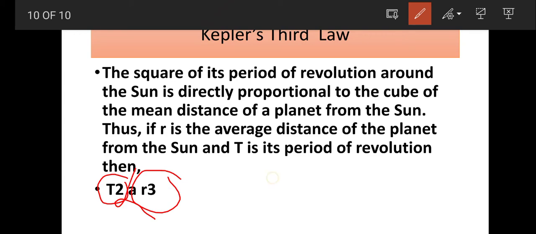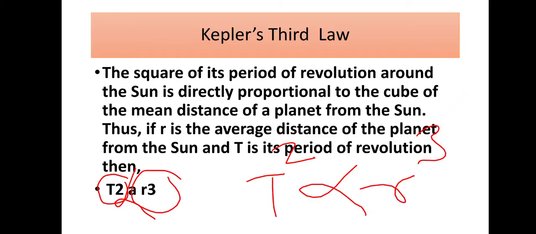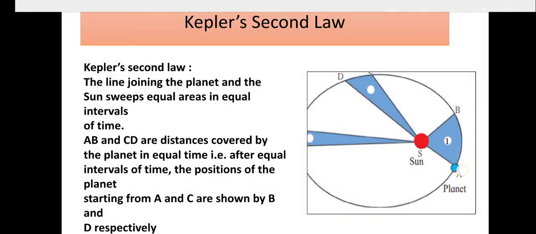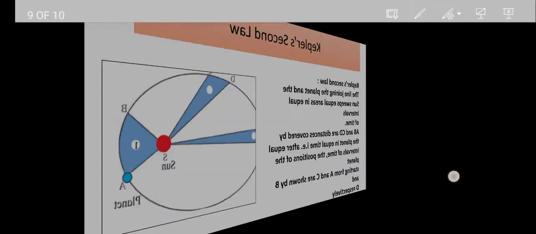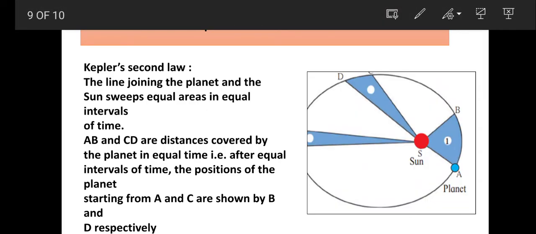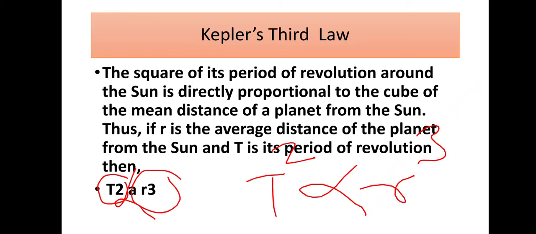So it is directly proportional. T squared is directly proportional to r cubed. The square of the time factor is directly proportional to the cube of r. Here r means the distance between the sun and the planet. For example, here is A and here is the sun. So the distance between the sun and A is nothing but your r. So that is about Kepler's third law. I hope you understood this third law also.